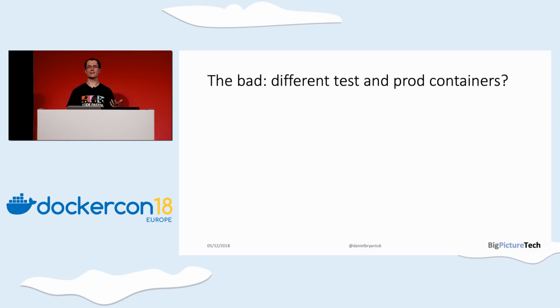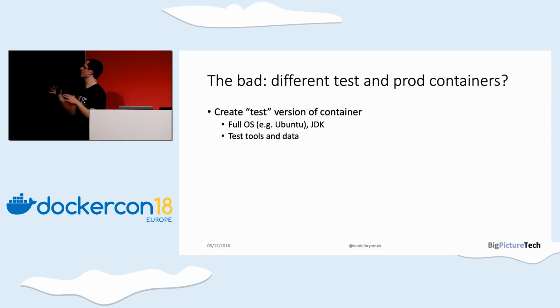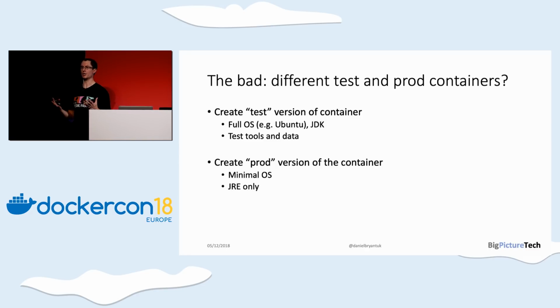One anti-pattern I see in terms of some of the bad stuff is people having different test and prod containers. They create a test version with a full-fat Ubuntu OS, JDK, all their test tools, in-memory database, all this kind of stuff. And then they have a prod version of the container, completely separate. And what they do is they run all their tests in the pipeline in this full-fat container, and then at the end they lift out the binary and put it into the production one and ship it. They've tested something that's completely different from what they're running in production.